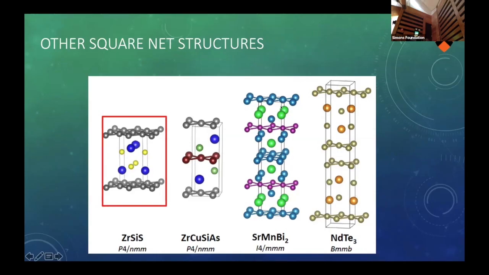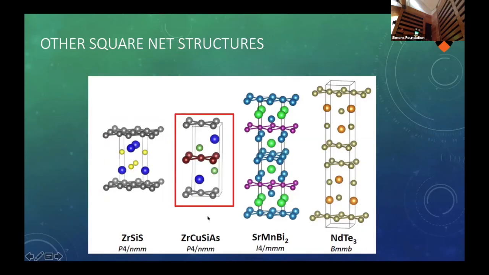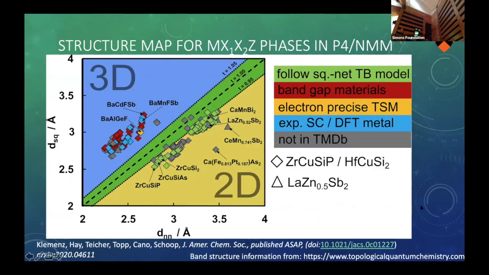So here are just some examples of other crystal structures that show this motif. And I want to highlight this structure type for now, because when we make the same plot, we do find a lot more materials. In this plot, the colors mean something different than in the previous plot, because now we put all the materials in green where the band structure published on the topological quantum chemistry website follows the square net tight binding model roughly. So all these green materials are here in the yellow regions.